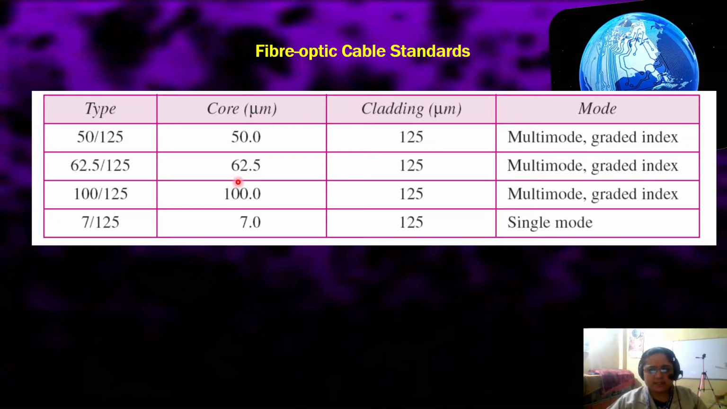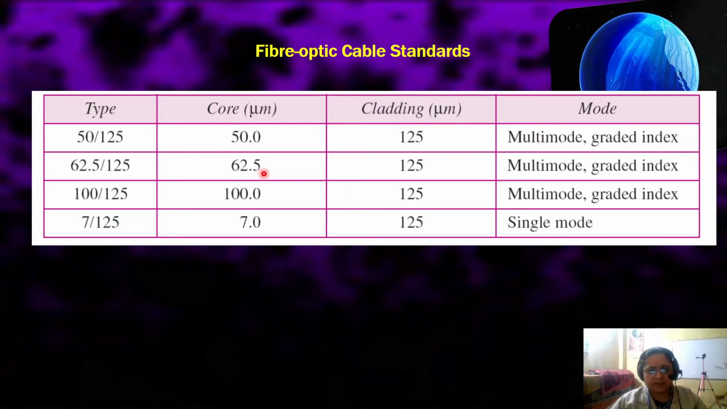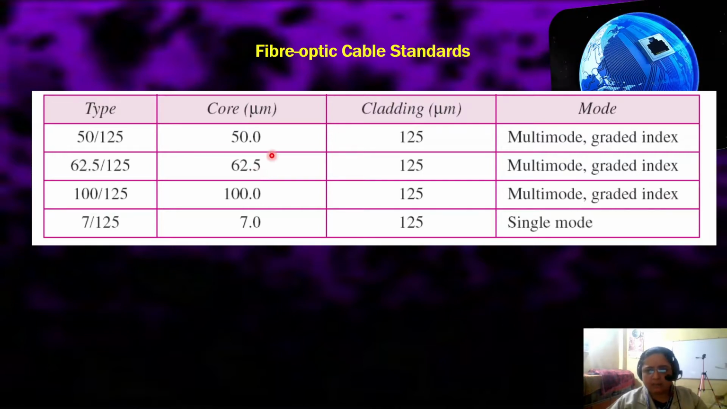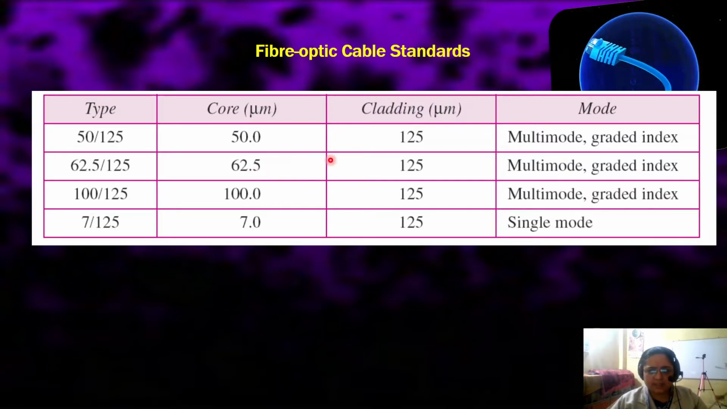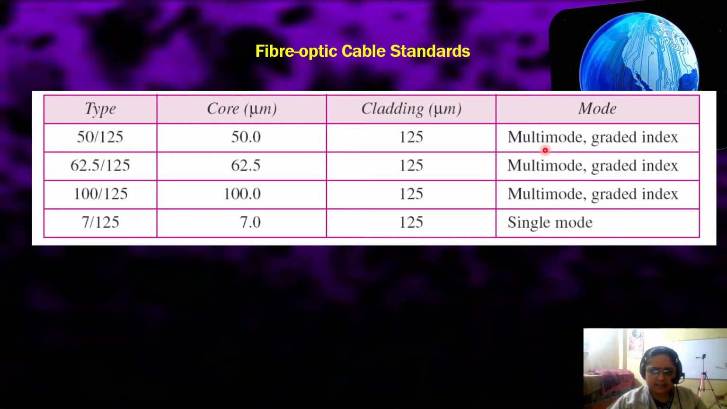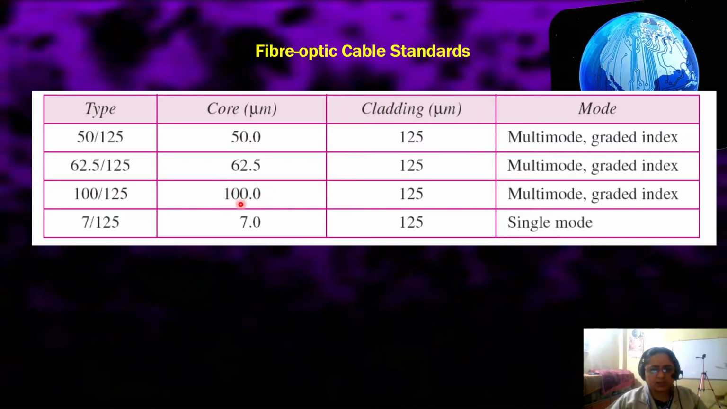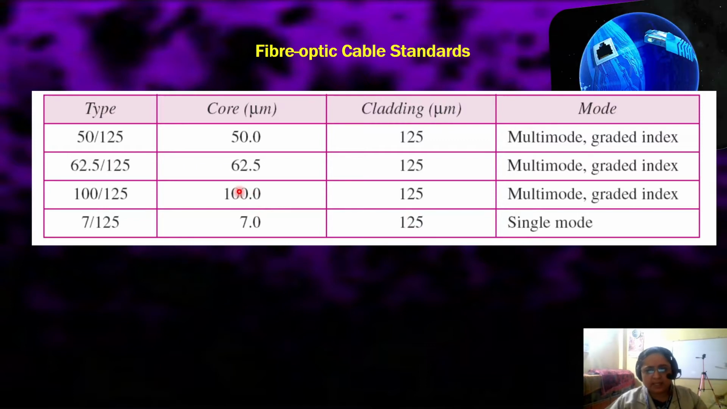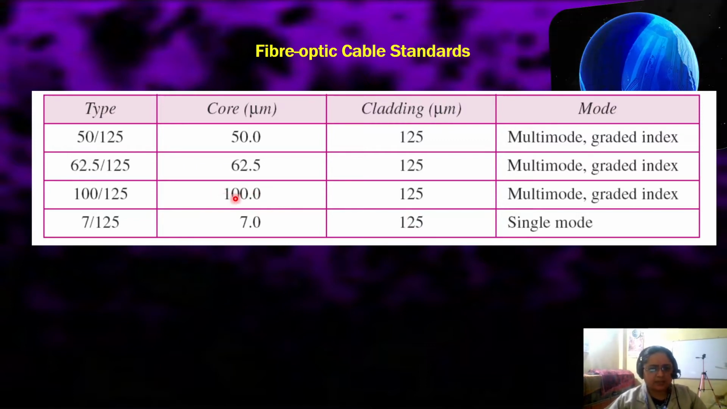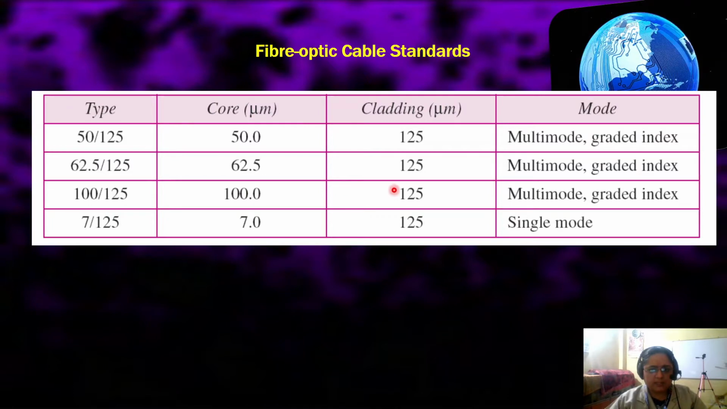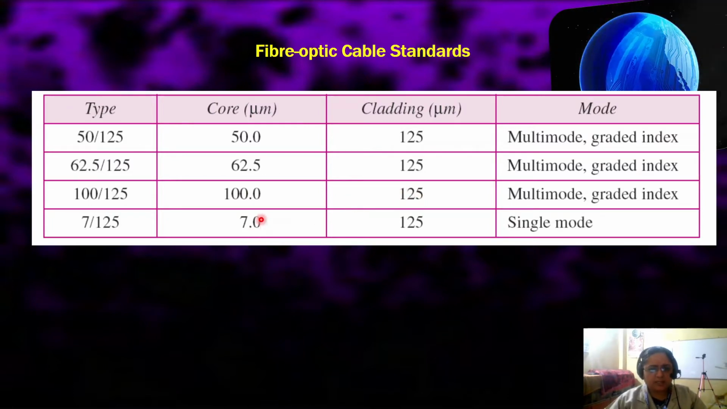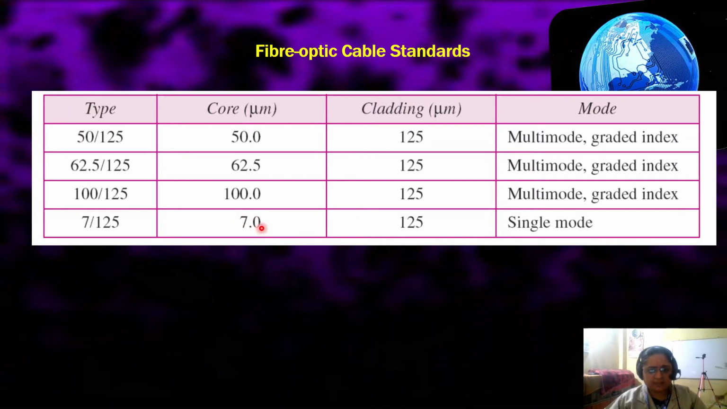Similarly, we can see that multi-mode graded index also has a core of 62.5, which is slightly more than the previous one. So you can see that multi-mode is available in three different standards, where the core is very wide, because its diameter is almost near to the diameter of the cladding. And in single mode, you can see the core is very small, it has a very small diameter.